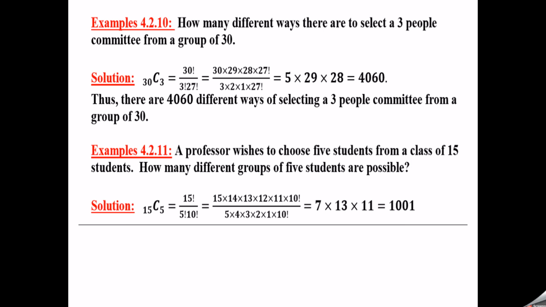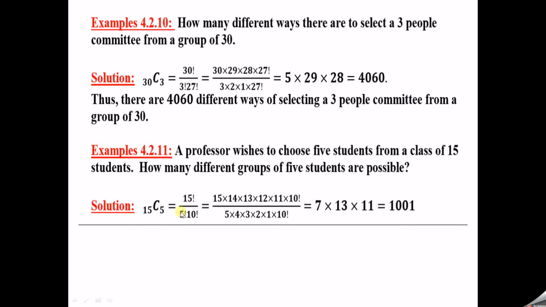So n is here 15. There are total 15 students, and r is equal to 5 because the professor wishes to choose only r students from the 15 students. So n is 15, r is equal to 5. Again, if we put in this formula nCr, n factorial by r factorial times n minus r factorial. n factorial is 15 factorial divided by r factorial.